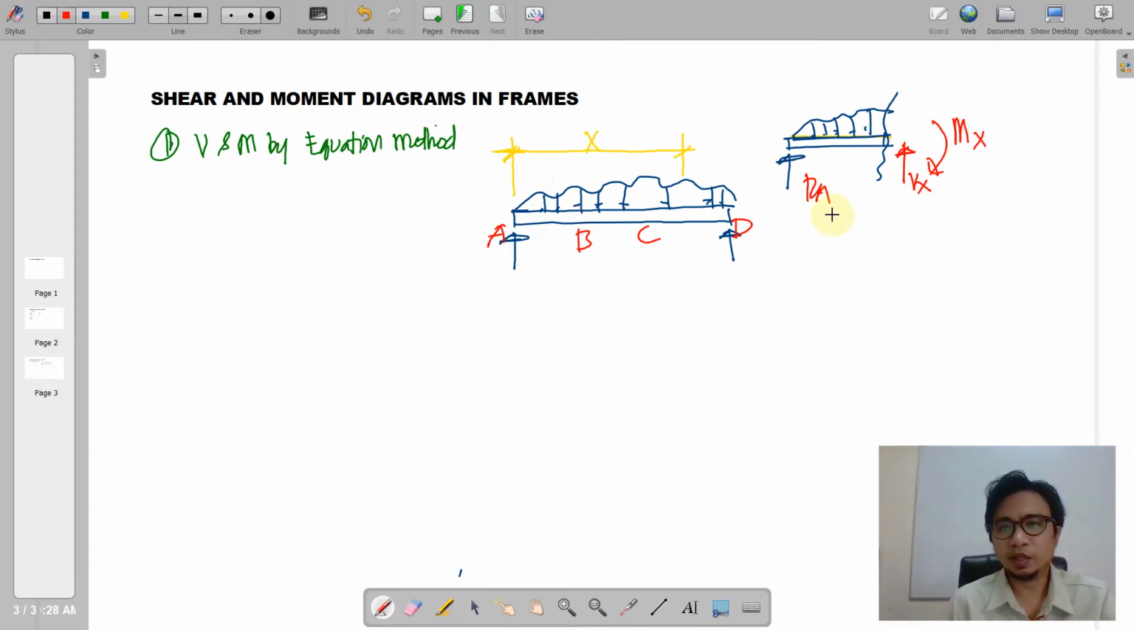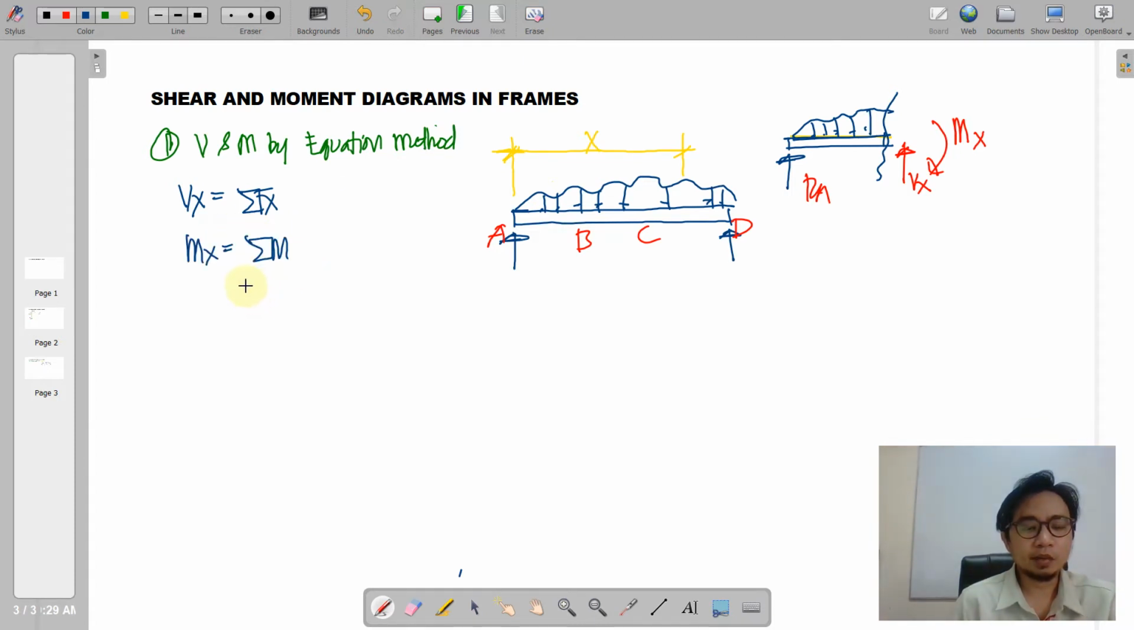And then we take the section per section and then label Vx and Mx, and then just write Vx as summation of forces in x, where shear values are obtained through this equation. And then Mx is summation of moments. And consider a sign convention that we have a positive moment for a concave upward fiber, and a fiber that is concave downward is designated as negative.